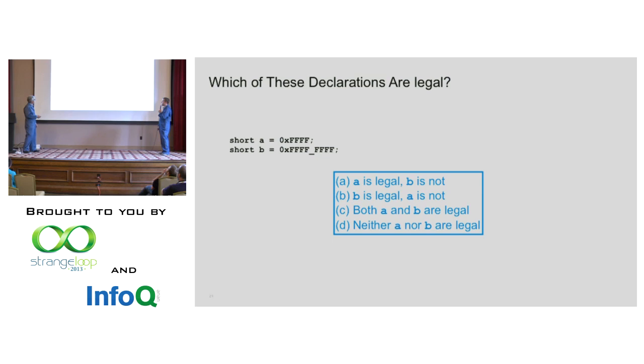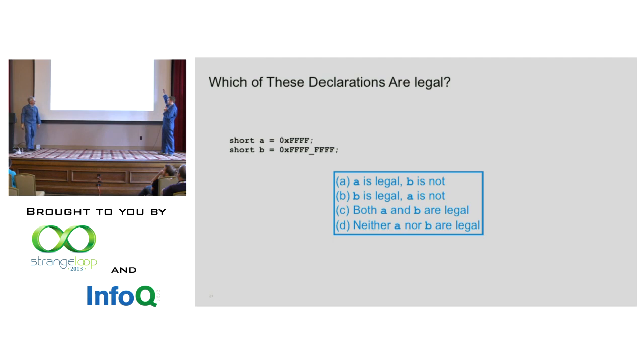That's quite the euphemism. Let's see what the audience thinks. How many people think that the answer is A, and that A is legal, i.e. it compiles, and that B does not? About a half dozen? More than a half dozen. Put your hands way up. I've got friends out there. A dozen. Give me a dozen.